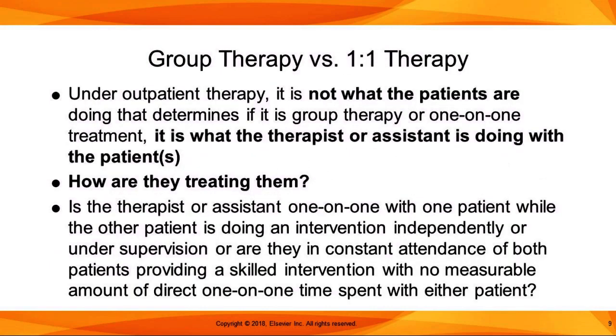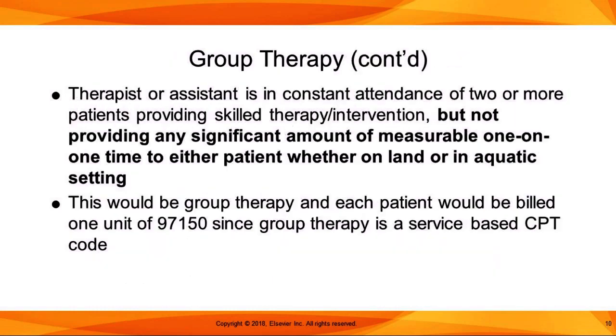Group therapy, sort of what it is and what it isn't. It's not what the patients are doing that determines whether it's group therapy. It's what the therapist or PTA is doing with the patients. How are they treating the patients? Is the PT or PTA one-on-one with one patient while the other patient is doing an intervention independently or under supervision? Or are they in constant attendance of both patients providing a skilled intervention with no measurable amount of direct one-on-one time spent with either patient? So I'm going to give you examples of both of those.